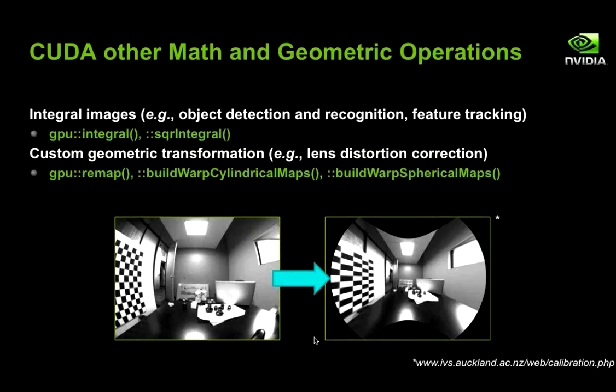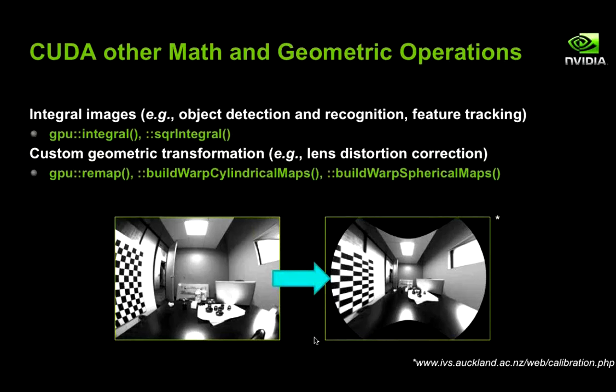There are other geometric and mathematical operations available on images as well. For example, it does provide the ability to compute integral images and square of integral images. If you're familiar with computer vision algorithms, integral images are an efficient way to compute sums of rectangular regions in images, and they're extremely useful for object detection, recognition, and feature tracking. They help optimize computing Haar-like features that are often used in object detection.